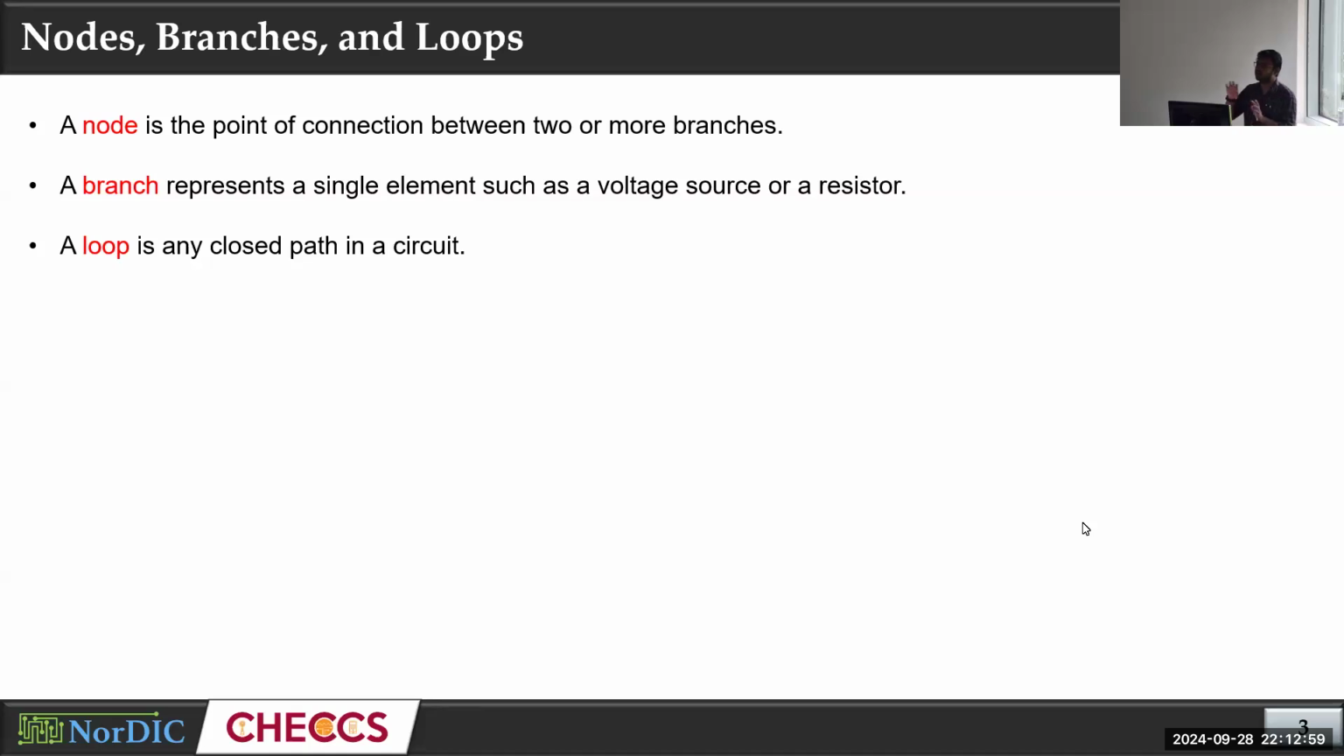Next, we have loop. So a loop is any closed path in a circuit. In any circuit, we must have at least one loop to flow the current, right? Because if the path is not closed, if the circuit is not closed, there will be no current flow, right? So there must be at least one loop. There might be more. So any closed path in the circuit is a loop, right?